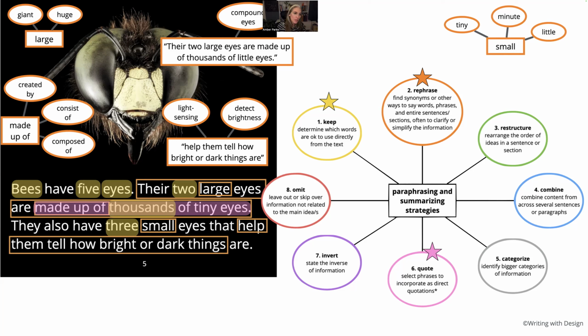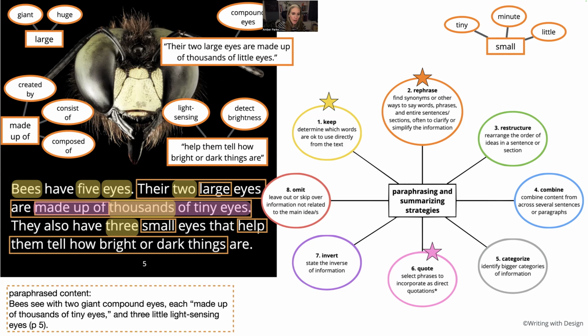So, in this case, when we look at the information about the bees, a phrase that stands out to me, even though we actually found a synonym for it, is the phrase "made up of thousands of tiny eyes." It's just a really great definition of what a compound eye is. So that one's been highlighted in the pink. And now from there, look at how we combine the keep, the rephrase with the quote.